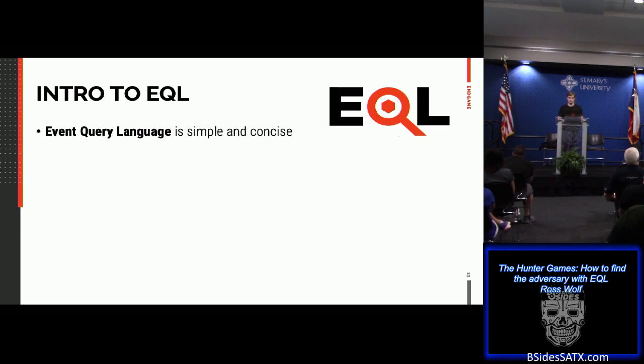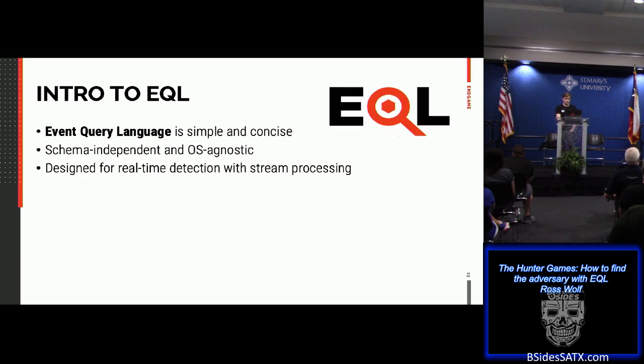So we wrote it to be concise and simple. It's not tied to any particular schema, so even though we use it in Endgame, it doesn't only work there. I'll get into some demo of using it. It's also oriented around a real-time approach, so even though you could use it for searching, you could also run data through this pipe and get things that are matching as it happens.